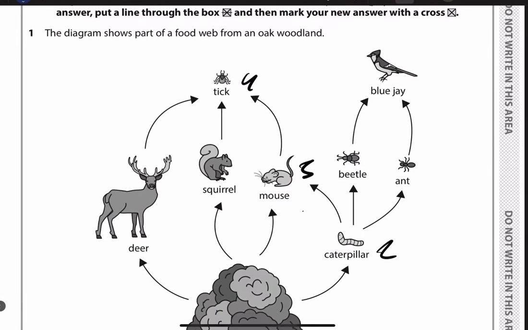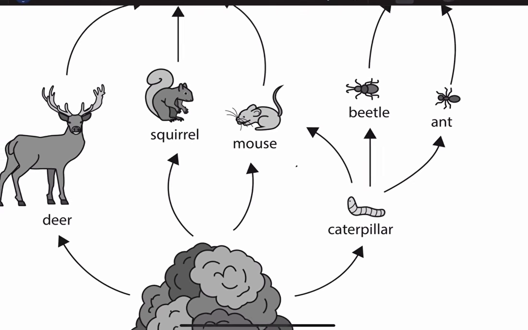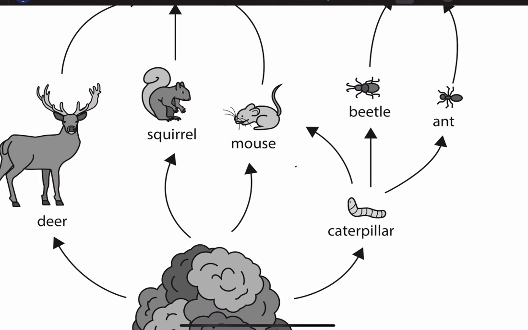Which of these organisms is in 2 different trophic levels in the food web? So when we get a question like this, we want to look for organisms that have 2 different paths, right? So 2 different arrows connecting to them, because that shows that they likely have 2 different trophic levels. And in this case, we see the mouse. The mouse has 2 arrows connected to it.